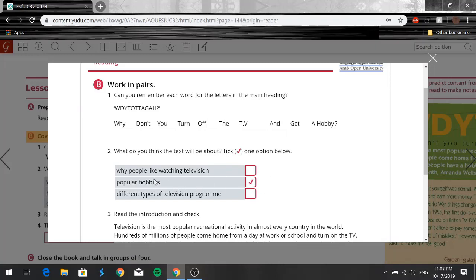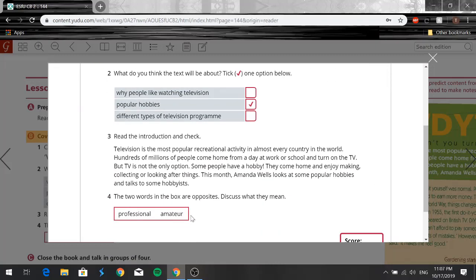So why do people like watching television? Nope. Different types of television programs? Nope. It's popular hobbies. Okay, so let's read the introduction and check our answers.